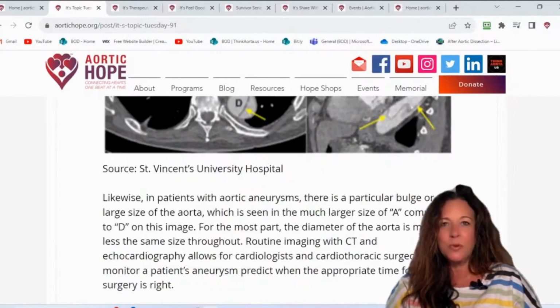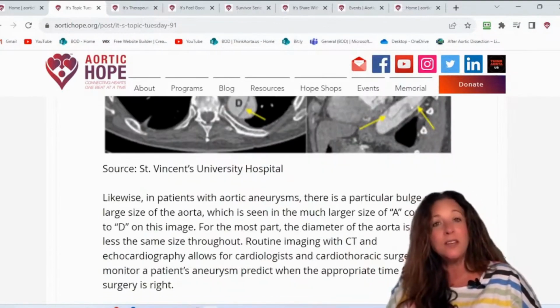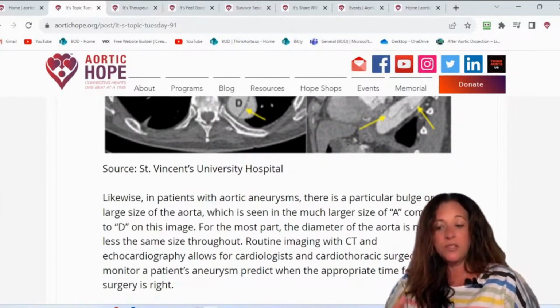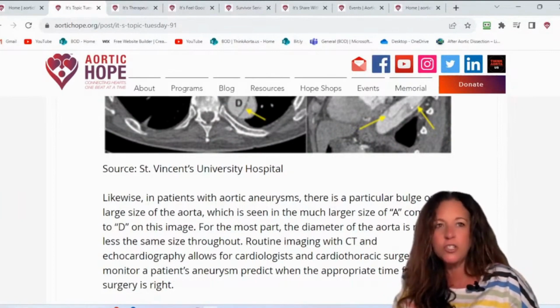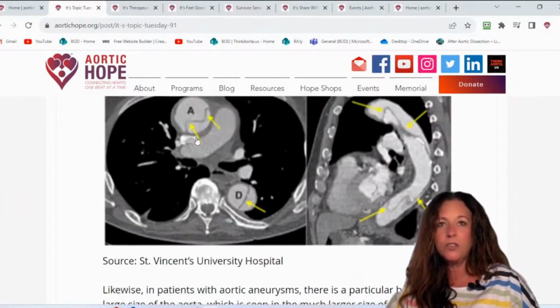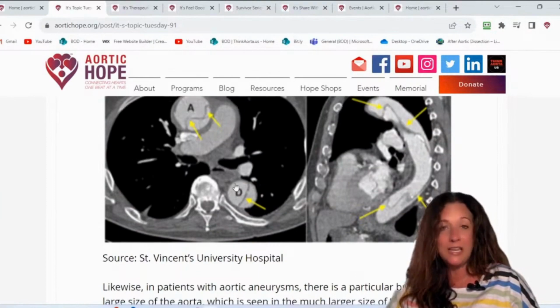So likewise, in patients with aortic aneurysms, there is a particular bulge or a large size of the aorta, which is seen in the much larger size of A over here. As you can see, this is larger than in the D.